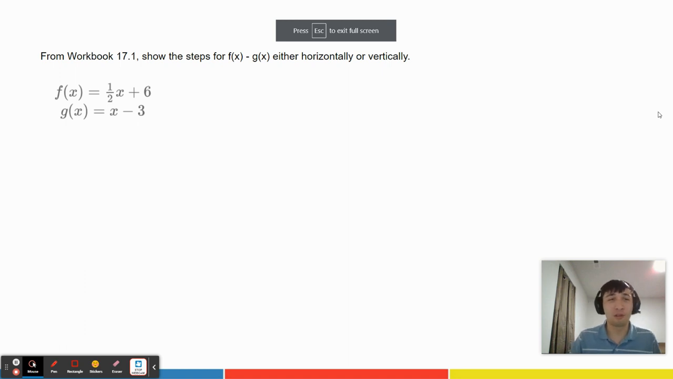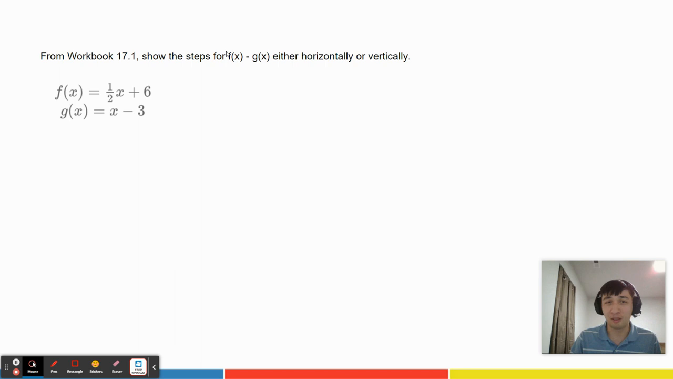Okay, so we're going to be taking a look at this question here, talking about working with functions and doing operations on them. So I've got f of x minus g of x, and we're going to try and show the steps of subtracting them either horizontally or vertically. We'll talk about both. It's just kind of what your preference is in that regard. So let's start with doing it horizontally.